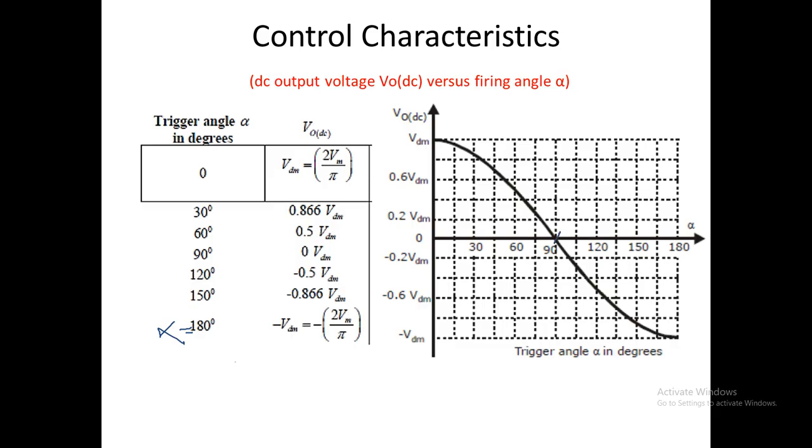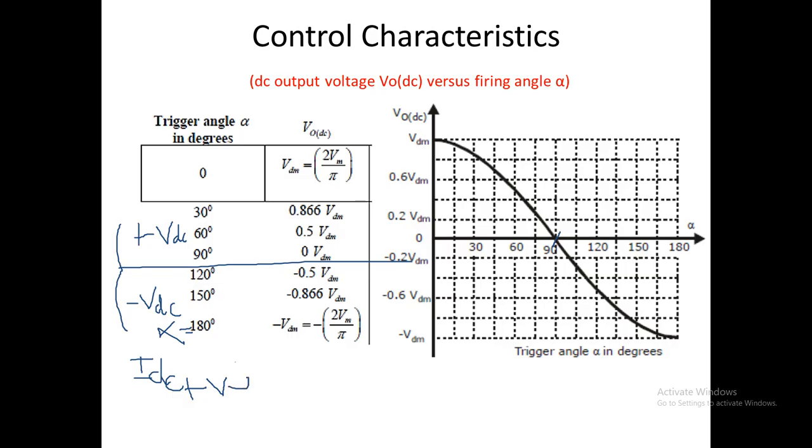So up to 90 degrees we will get the positive voltage, and from 90 to 180 we will get the negative voltage. So up to this we will have positive VDC, and from 90 to 180 we will get negative VDC. The current will always be positive in fully controlled converters. Only in dual converters can the current be negative, so the output current will be positive for both cases. The IDC, that is the output current, will be positive.